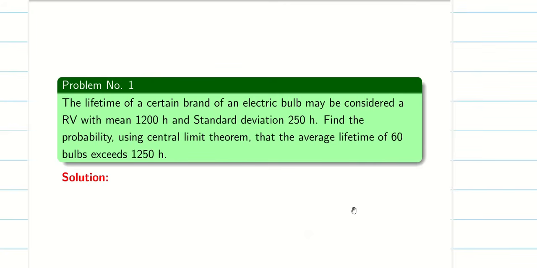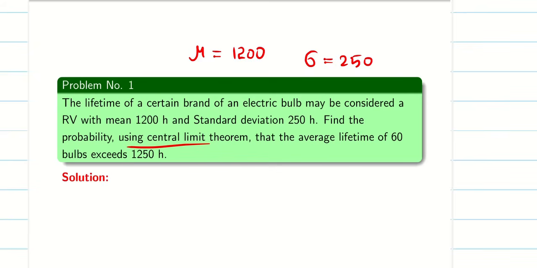Let us see problems one by one. I think this is a very standard problem. The lifetime of a certain brand of electric bulb is considered to have mean, okay, mean means directly 1200, mu is equal to 1200. Standard deviation sigma is equal to 250 is given. Find the probability using central limit theorem.